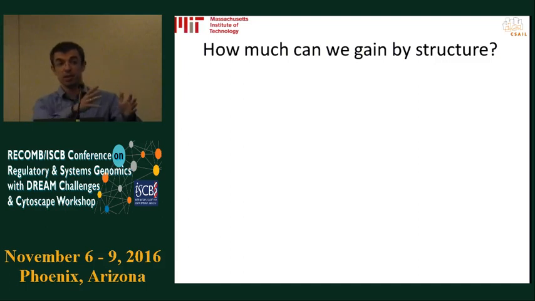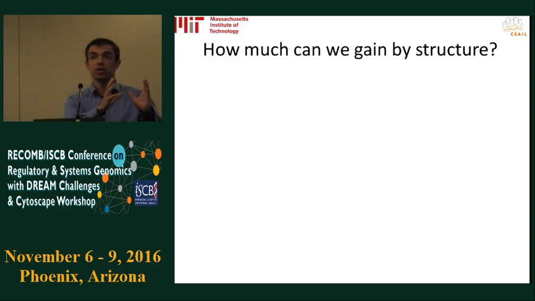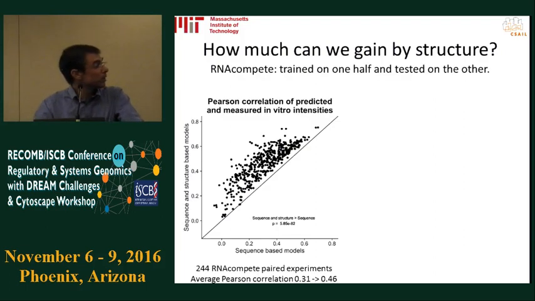It keeps sequence scores as well as structure scores. So now we compare the prediction of binding just using the sequence scores as opposed to using sequence and structure scores. First we test how much we gain on in vitro data, RNA-compete data, where for each data set, for each protein, we train on one half and we predict on the other half.